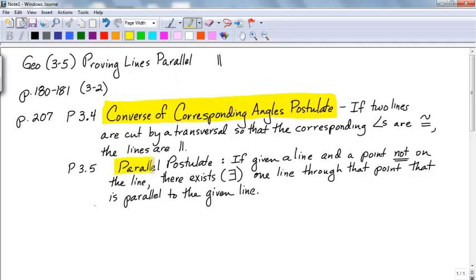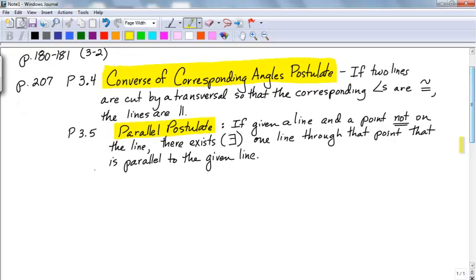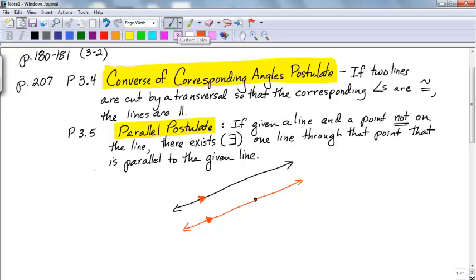And that is called the parallel postulate. If given a line and a point not on the line, there exists one line through that point that's parallel to the given line. So it's going to look like this. If you have a line and some point that's not on that line, there is one line that's parallel to the given line through that point. And remember, we would mark these with the little red triangles to show that they are parallel. There would only be one line through that point that's parallel to the given line, and that's called the parallel postulate.